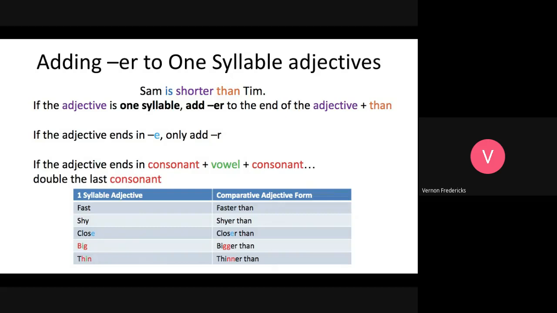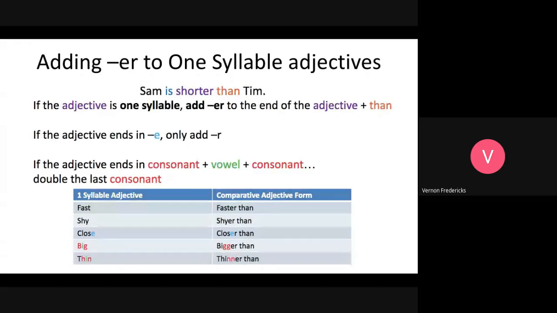Let's go over that again. Rule number 1. If the adjective is one syllable, add er to the end of the adjective plus than. Abdullah is taller than Ahmad. Ahmad is shorter than Abdullah. If the adjective ends in an e, only add an r.